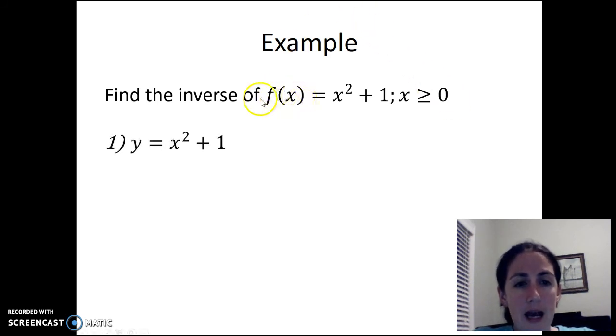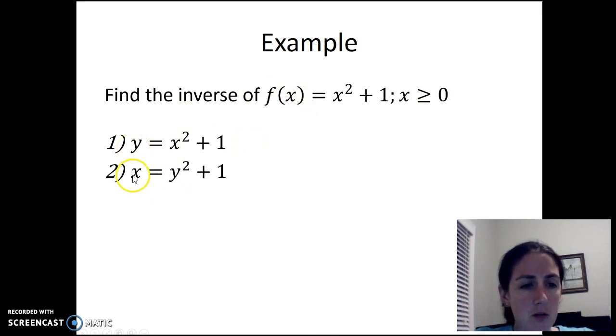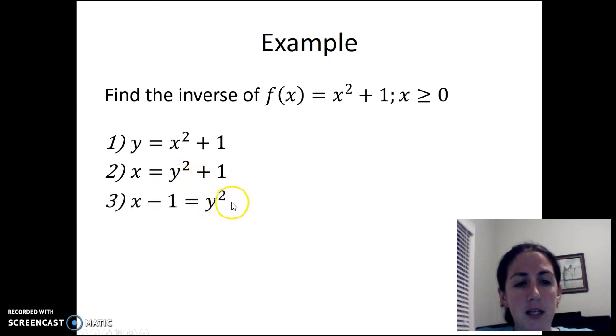Step 1, instead of having this f of x, we'll call it y. Step 2, notice we just switched x and y. Step 3, we solve for y, get y by itself. Start by subtracting 1 from both sides, and then what undoes squaring something? Taking the square root. Now, when you take a square root to solve, you have to take plus or minus.